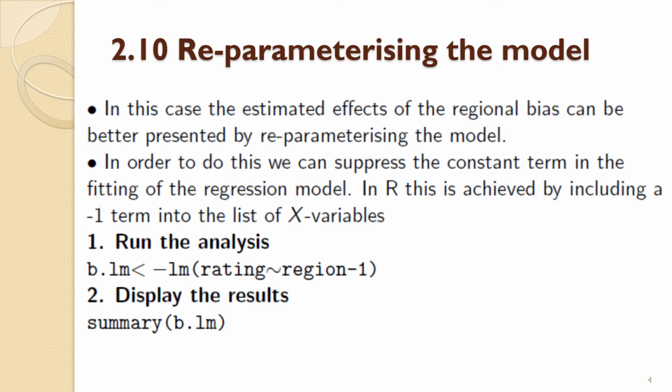So it turns out the best way to parameterize the model and express this regional bias is to suppress the constant term, and in R this is achieved by including a -1 term in the list of X variables. So this is just telling R, fit the regression as normal but omit the constant term. Okay, and then exactly as you've seen before, think R equals robot, do exactly what you tell it to do. Firstly, run the analysis, do a computation, call it something logical, and then display the results when explicitly asked to using this summary command.